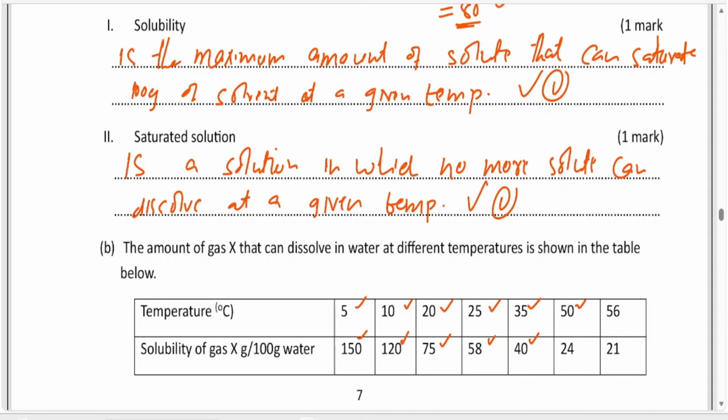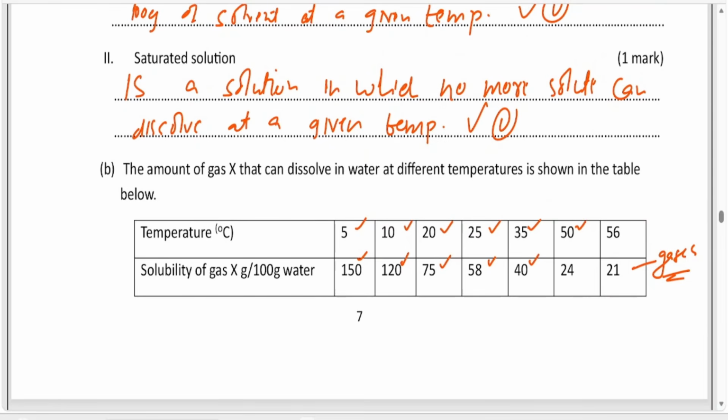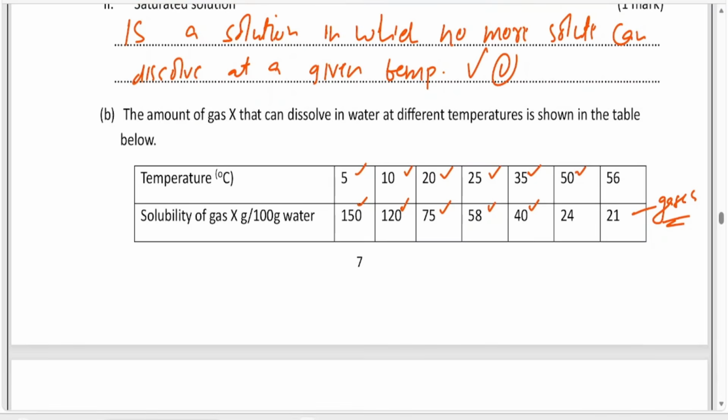At 50 degrees Celsius, solubility is 24 grams per 100 grams of water. And at 56, the solubility is 21 grams per 100 grams of water. When you look at the trend of this solubility, you realize that as the temperature increases, solubility goes down, and this is common in gases. Solubility goes down as the temperature increases because the kinetic energy increases, making the gas get out of the solution.